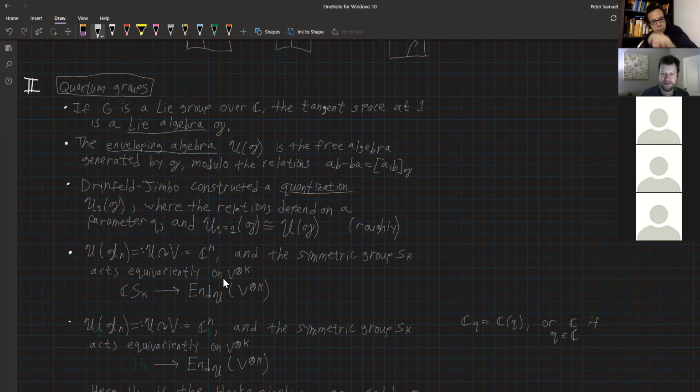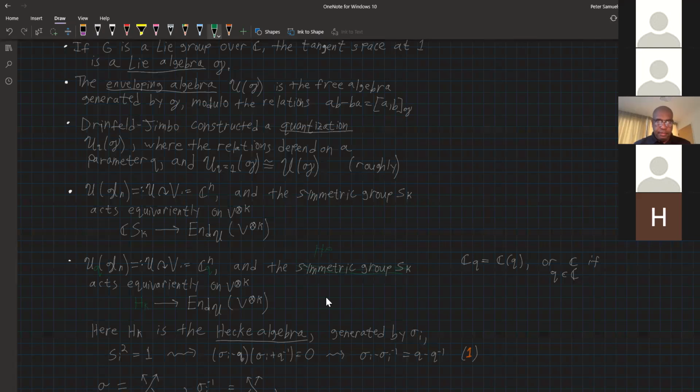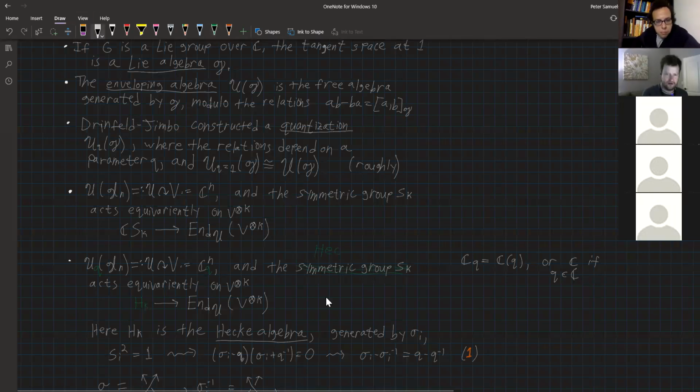Now what happens when you turn on this parameter Q to get the quantum group? This representation deforms. I copy-pasted this bullet point here and put in a couple of Qs, but I forgot to correct what I had written. Once you deform this representation, you no longer get the symmetric group acting on V^{⊗k}. You get the Hecke algebra. This is maybe hard to read. This is an algebra which is a deformation of the group algebra of the symmetric group.